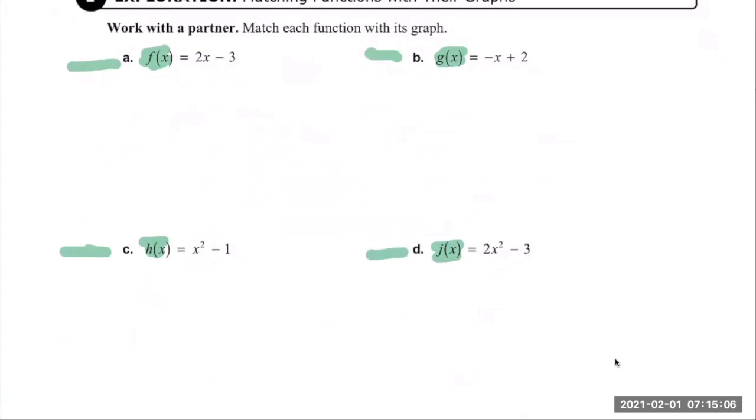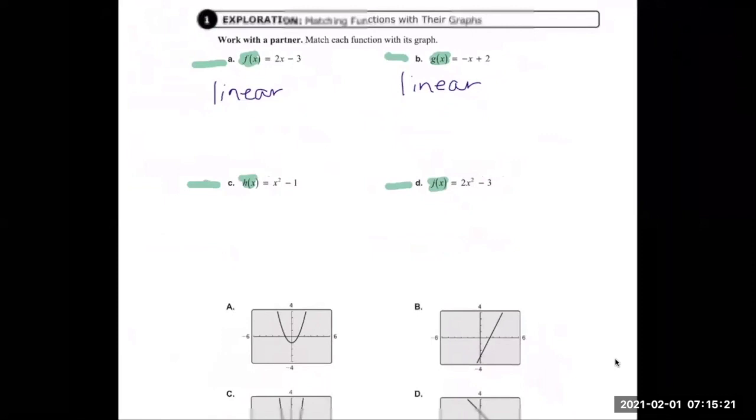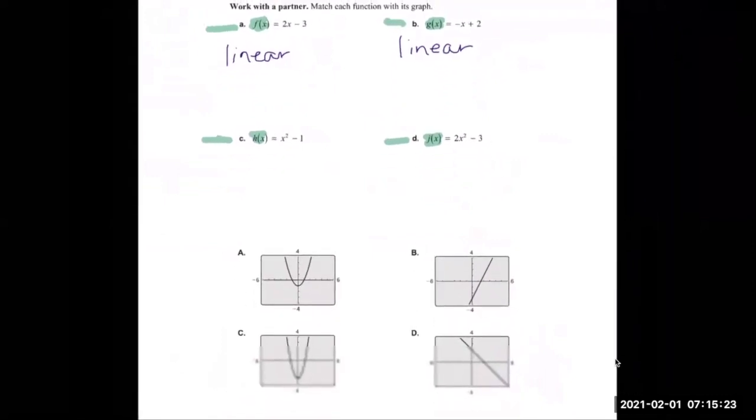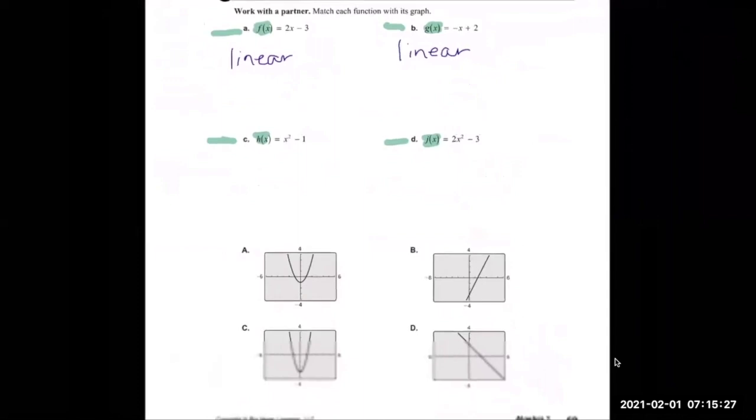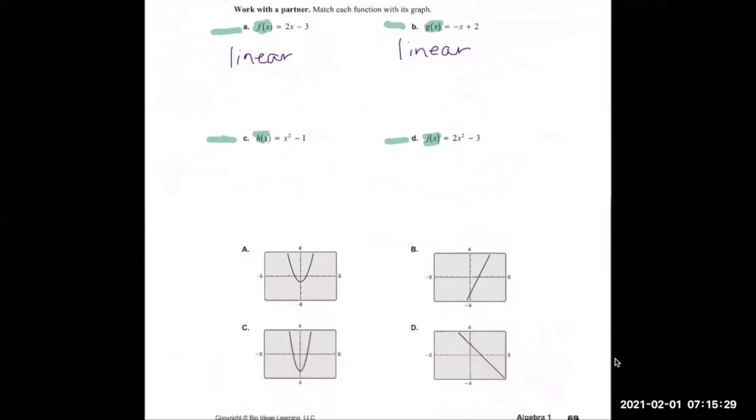So when I see ones without exponents, that means it's a linear equation. So that means it's going to make a straight line. So linear, linear. So right away, I can go down to my graphs and I see that I have four graphs below. On those four graphs, only two of them are straight lines. And so now I have to figure out which one goes with which.